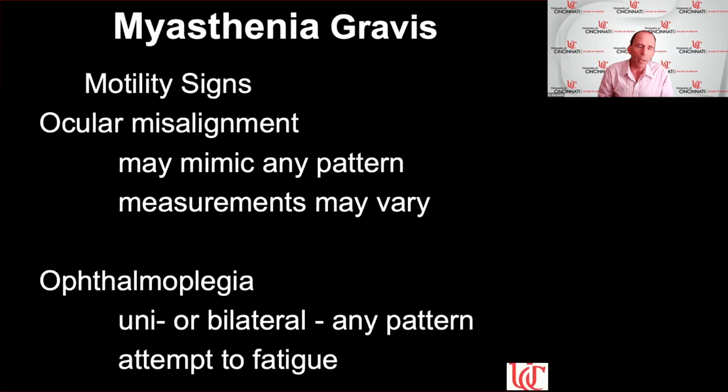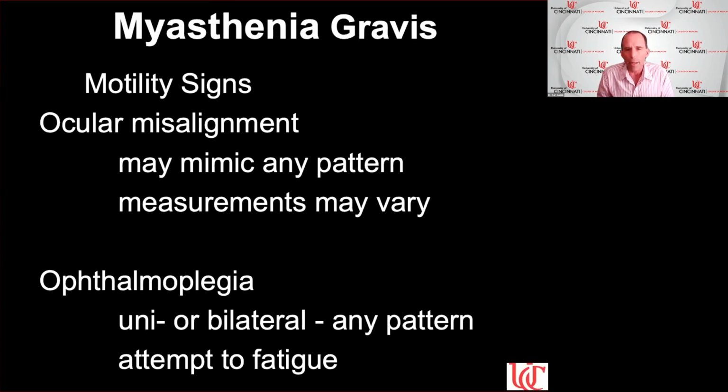And then there are motility signs. Of course, as I've already mentioned, ocular misalignment can mimic any pattern, any pattern. I tell my residents, if I show you a patient with double vision and say, hey, what do you think? It's almost always fair game to say, maybe it's myasthenia.